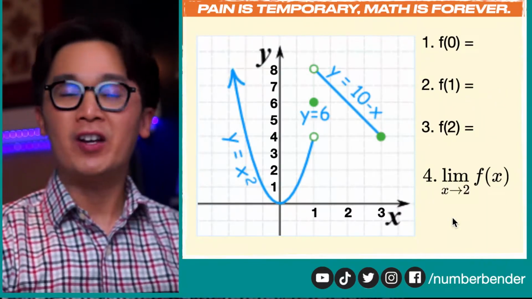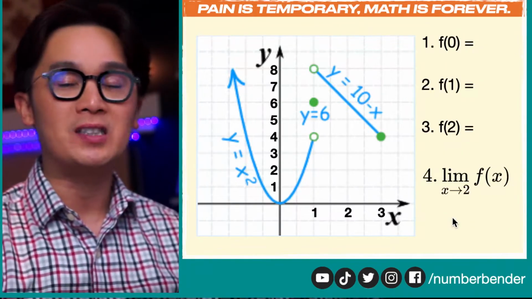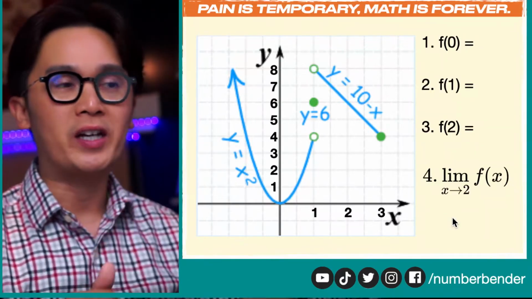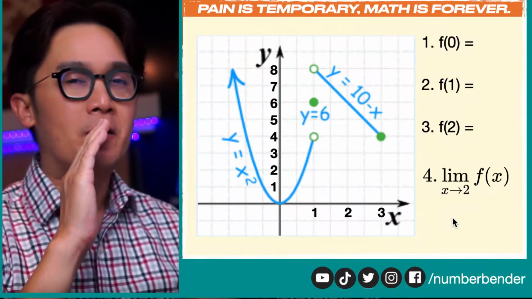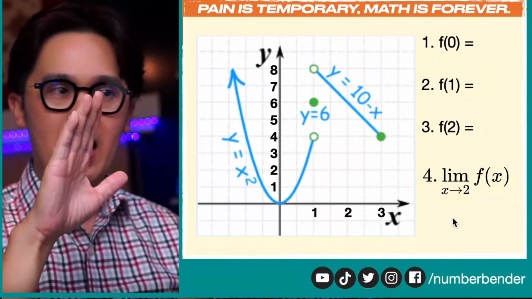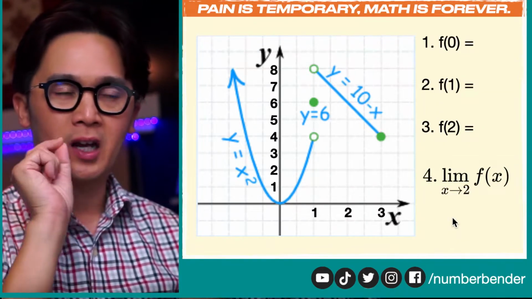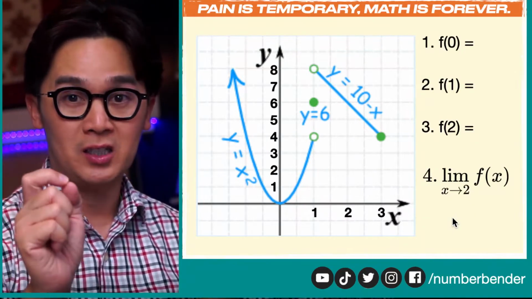So let's have another type of f of x, in this case, a piecewise defined function. It's a piecewise defined function because we're seeing multiple types of graphs in one f of x. We're seeing a parabolic graph, a linear graph, and a dot that is represented in f of x, which is a constant.